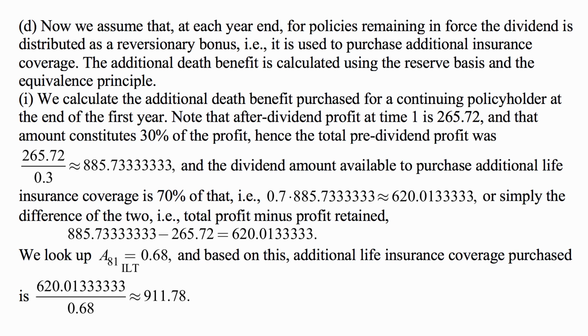And the dividend amount available to purchase additional life insurance coverage is 70% of that, so 0.7 times the amount we calculated, or simply the difference of the two, but it's 620.01333, and so on. We look up A81 in the illustrated life table to be 0.68, and based on this, additional life insurance coverage purchased is that 620.01 divided by 0.68 approximately, and that's approximately 911.78.